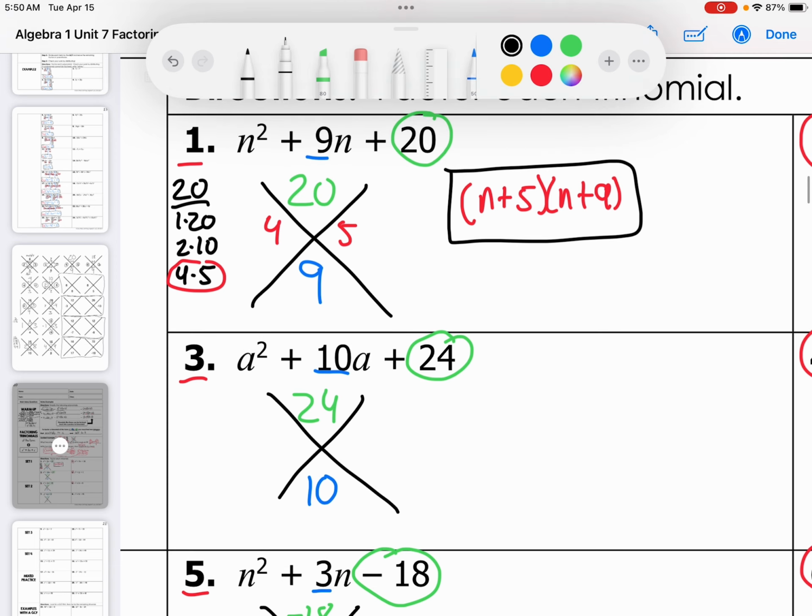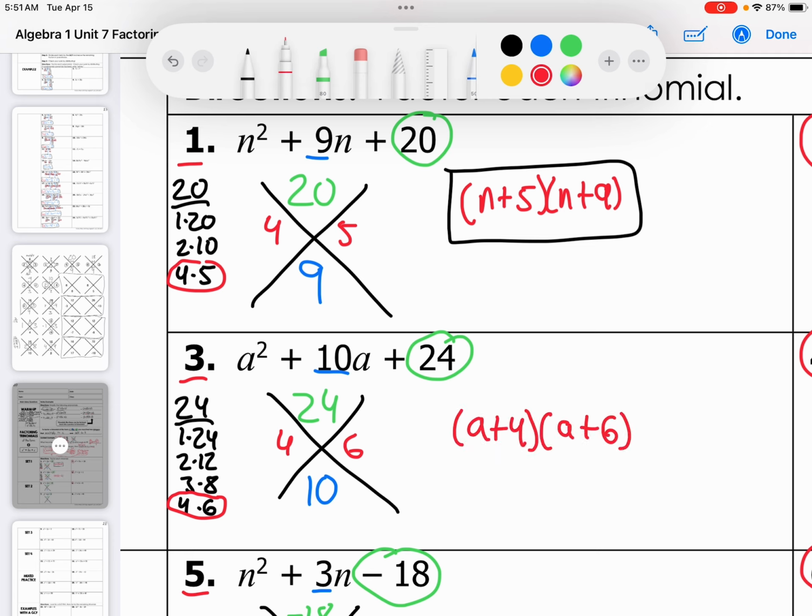On to number 3. I need numbers that multiply to 24. Those are 1 times 24, 2 times 12, 3 times 8, and 4 times 6. Then we need the ones that add to 10. It looks like the ones that add to 10 would be 4 and 6. So that's going to give me factors a plus 4 and a plus 6.